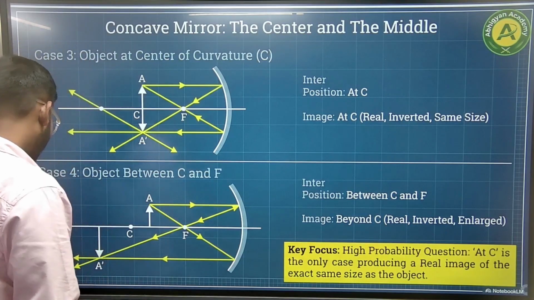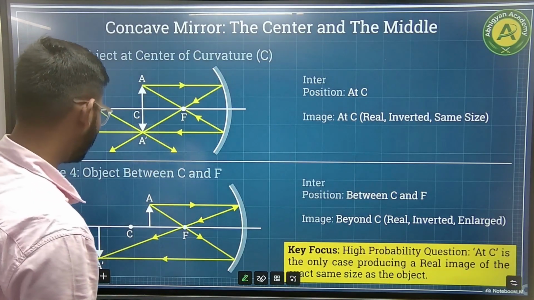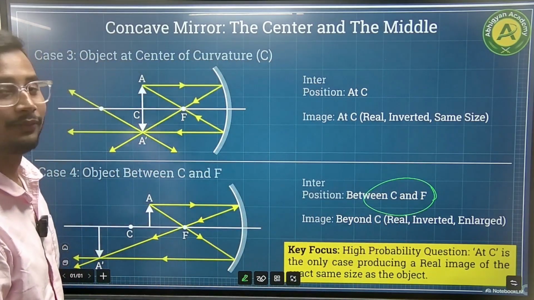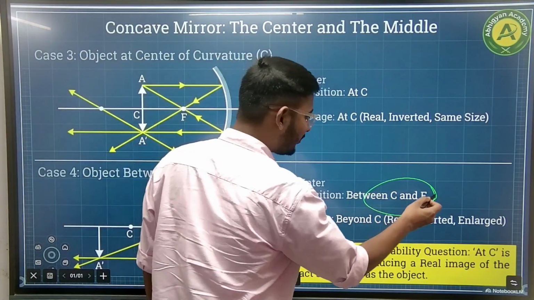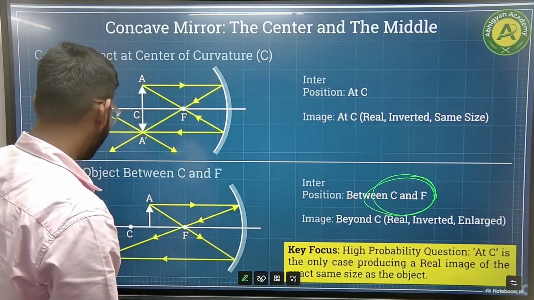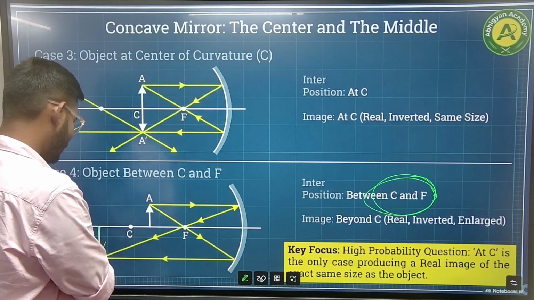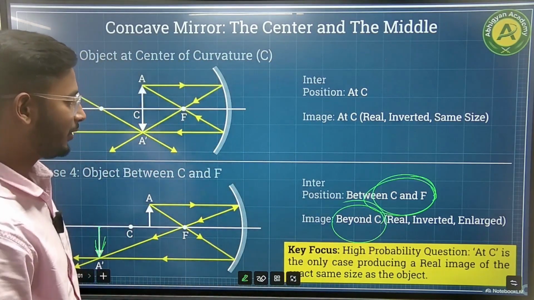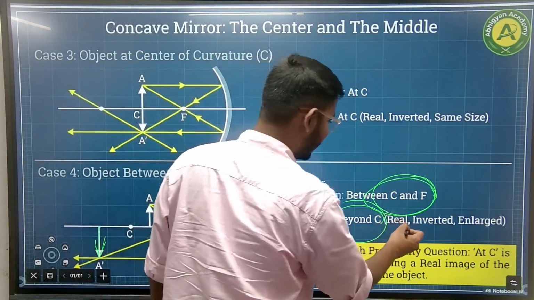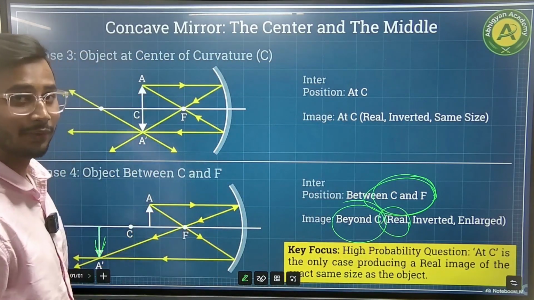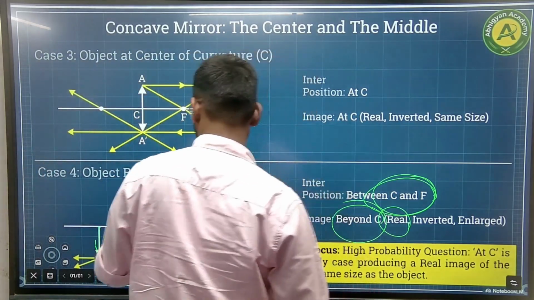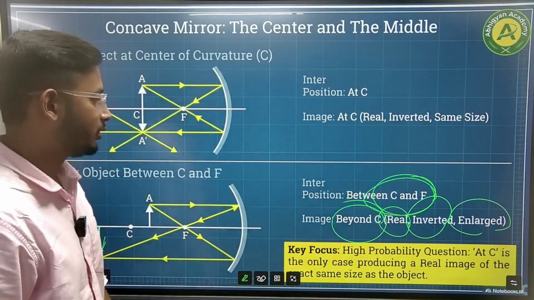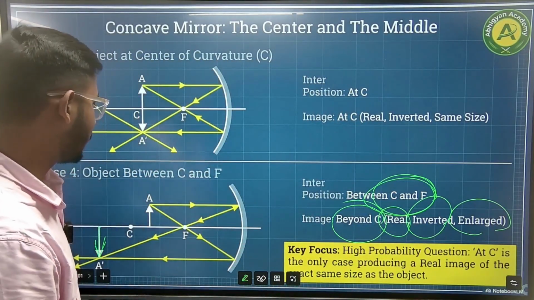Okay, now see case 4. When the object is between center of curvature and focus, the image is formed beyond C. This image will also be real since it has formed in front of the mirror. It is real, and as you can see, it is inverted, and the image is enlarged. The image is larger than the object. Okay, done.